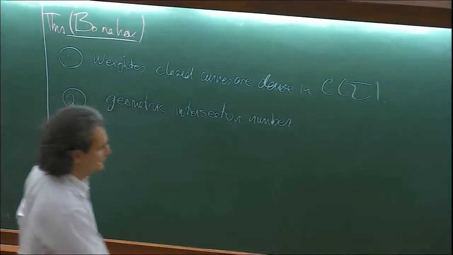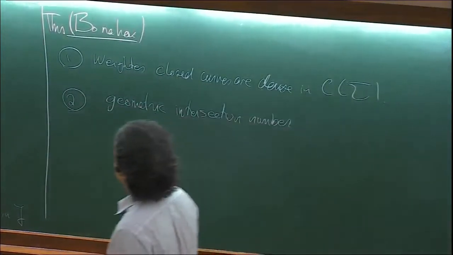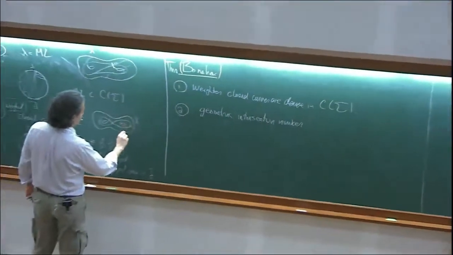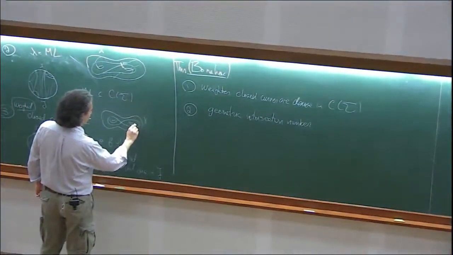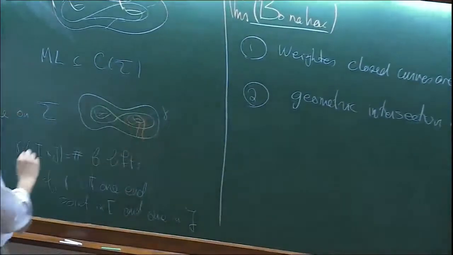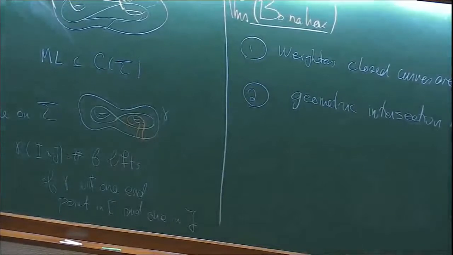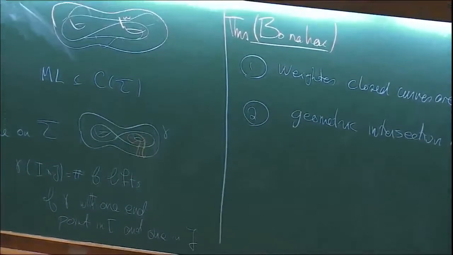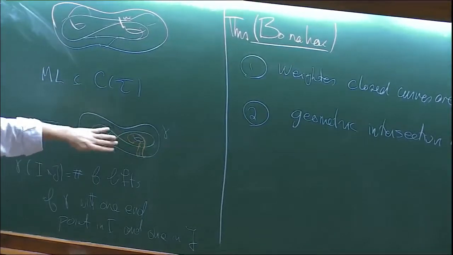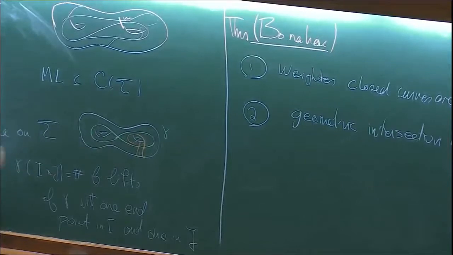If I have two different closed curves, let's say this one and the one which maybe twists here twice and goes around, you can count the minimum number of times these guys intersect. And if they have weights, you can just multiply the weights and add them up and so on. So closed curves and weighted closed curves have a natural pairing, namely the intersection number.